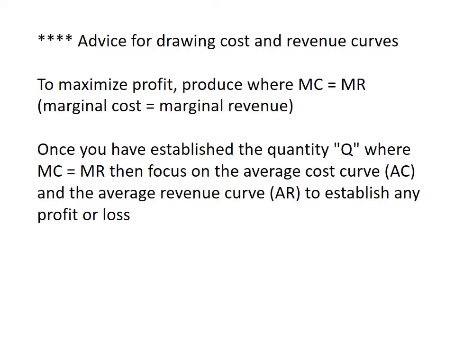So, some general advice for drawing cost and revenue curves. So we really want to remember for all the different kinds of competition that you want to maximize profit. You're going to produce where MC equals MR. So think of the M&M candies. So marginal cost equals marginal revenue. Once you've found that spot where the two equal, you'll bring down a dotted line to the x-axis, and you're going to call that Q, where MC equals MR.